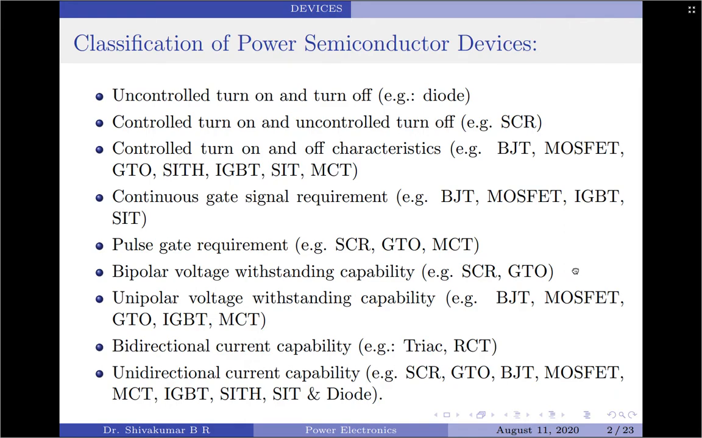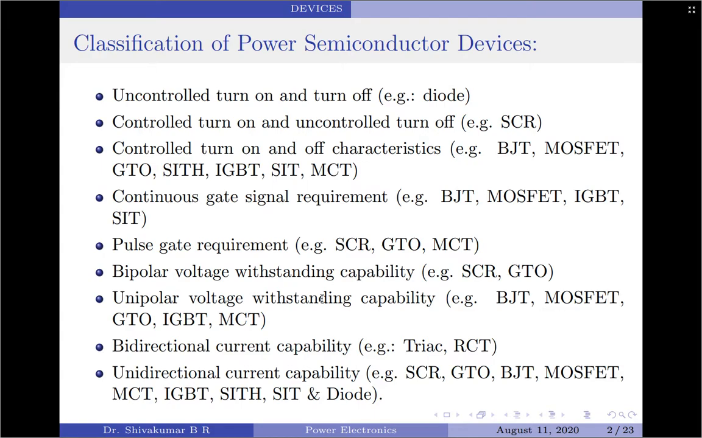Now, what actually is bipolar voltage withstanding? This means that the device can withstand both positive and negative voltages across its control terminal, which is here the gate. So whether you provide a positive gate voltage or a negative gate voltage, once the device is on, it is not going to have any impact on the working of the device, and therefore we call it a bipolar voltage withstanding capability device.